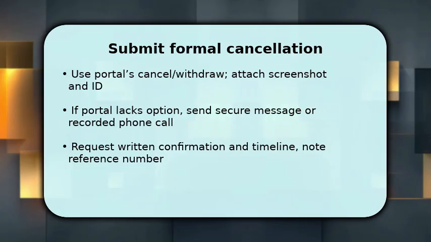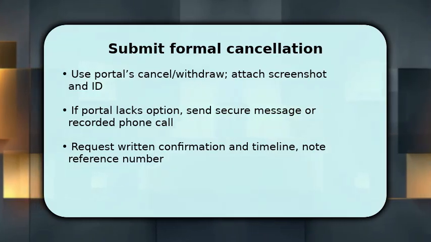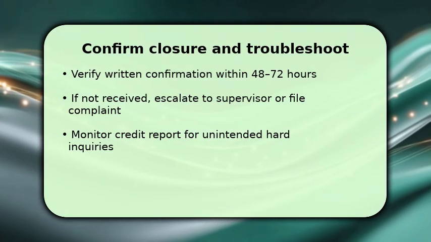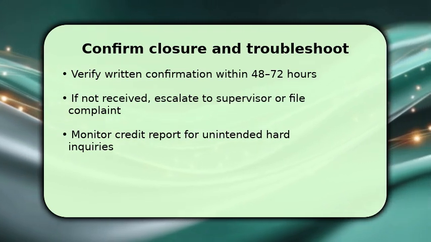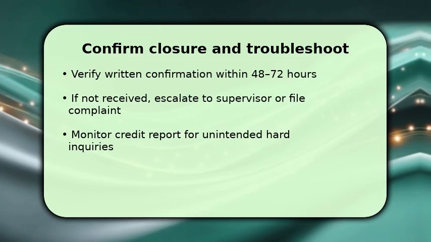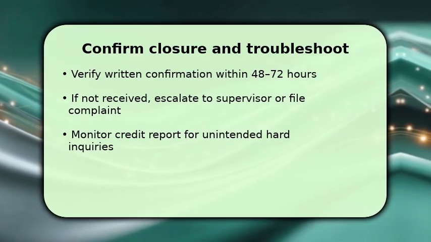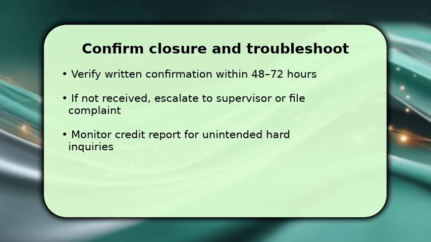Finish by confirming you received written closure within 48 to 72 hours. Save that confirmation in multiple places. If no confirmation arrives, escalate immediately, ask for a supervisor, request escalation ID, and document times and names.